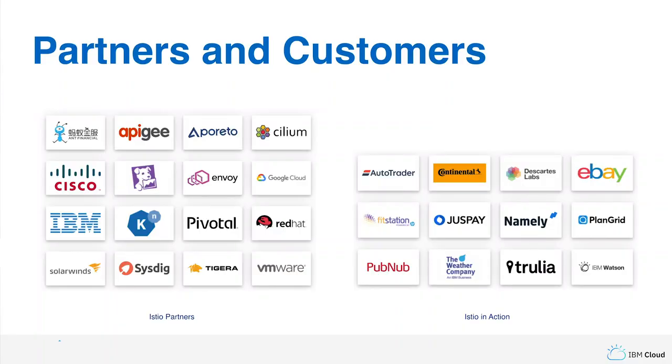These are the partners that help us grow the Istio community, and there are a lot of customers already using Istio in production environments. Some of the big names are eBay, and IBM is also using it. The Weather Company has been using Trulia. You have probably heard of it. It's a real estate company. So a lot of companies are using Istio in their microservice journey.